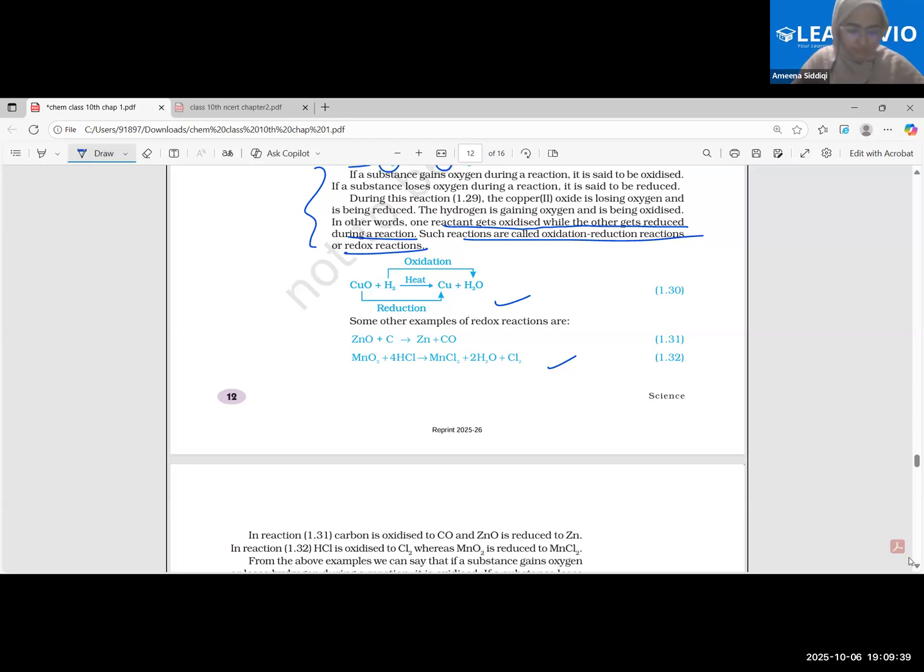Go through these application examples, especially the one with MnO2. MnO2 plus 4 HCl gives MnCl2 plus 2H2O plus Cl2. Why 2H2O? That is the balancing part. Here we have 4 H. Can you tell me what is getting oxidized and what is getting reduced in this second equation?